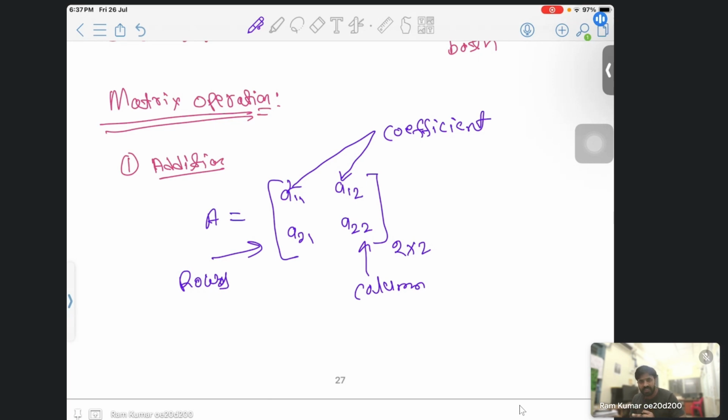Subtraction, multiplication, then taking transpose, taking determinant, everything, all about FEM. So do we have to use MATLAB as well for matrices? Yeah, for your safety purpose you can use it. Anyway, in any FEM we are going to write some code, right?